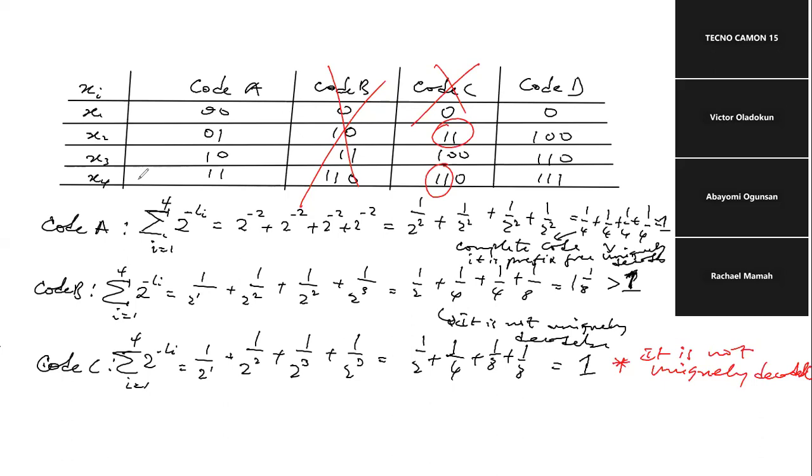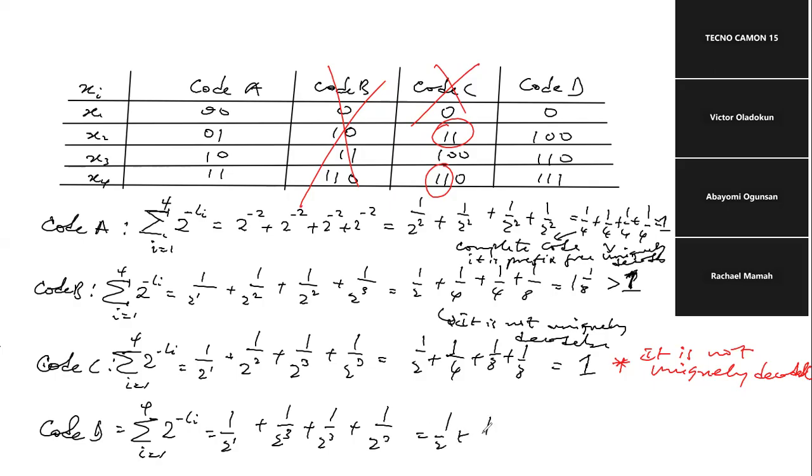Now we have code D, which is sigma i equals 1 to 4 of 2 to the power of minus Li, which is 1 over 2 to the power of 1, plus 1 over 2 to the power of 3, plus 1 over 2 to the power of 3, plus 1 over 2 to the power of 3. That is 1/2 plus 1/8 plus 1/8 plus 1/8, and that gives us 7/8, which is less than 1. It means that when we look at this, it is prefix-free. No code is a prefix of another, so we can say this is uniquely decodable.